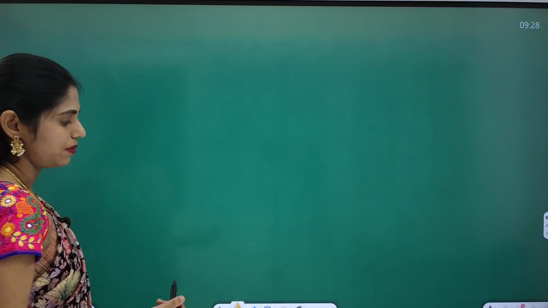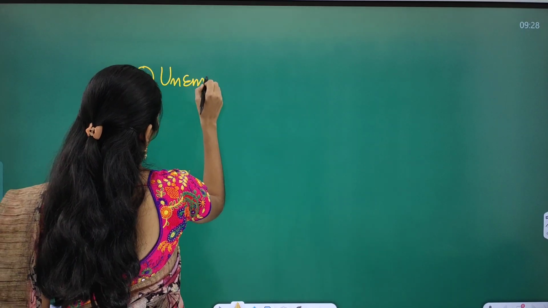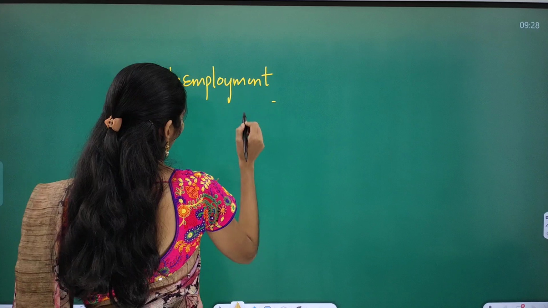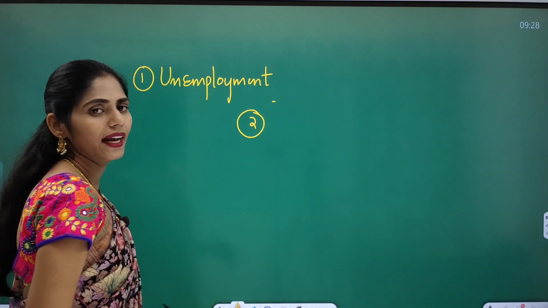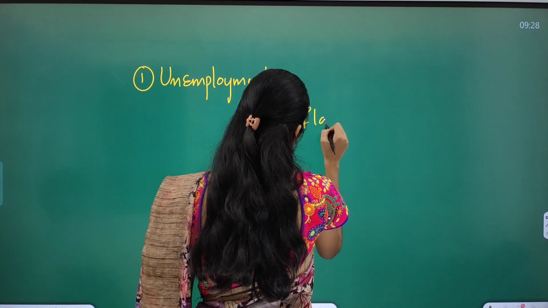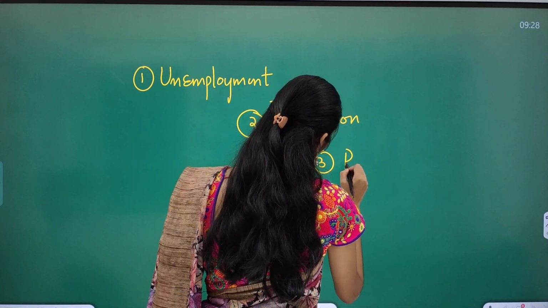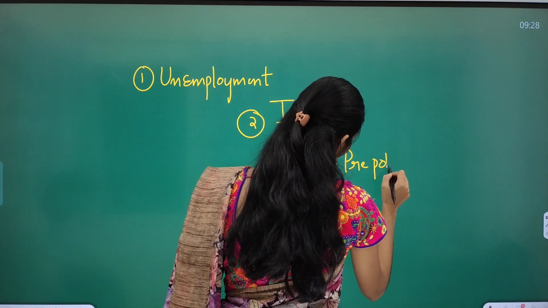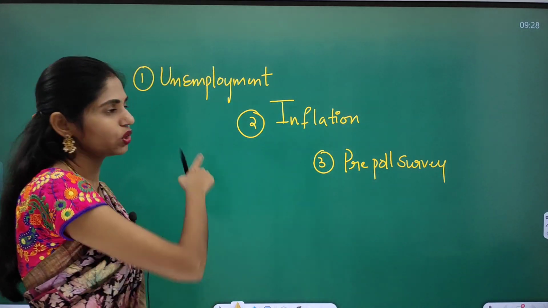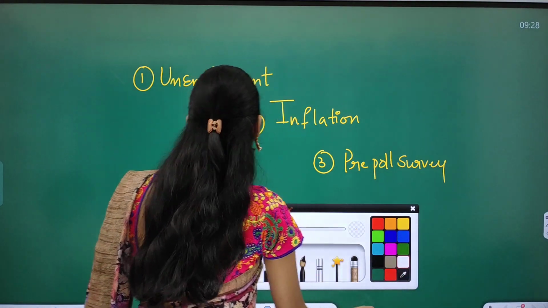Let us see the dimensions. The first one is unemployment, the second one is inflation, and the third one is the pre-poll survey. These are the three keywords that I found from this article. Let us see the dimensions.